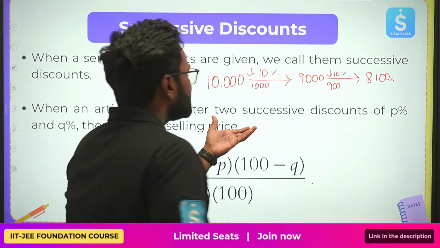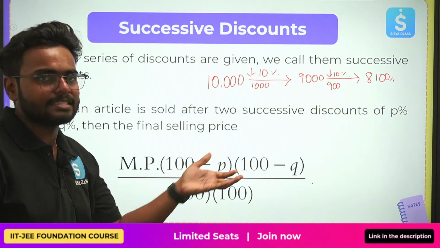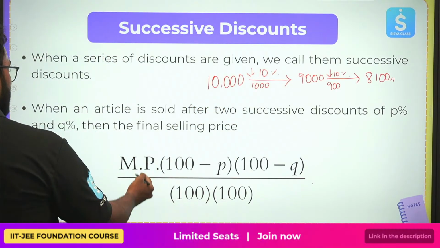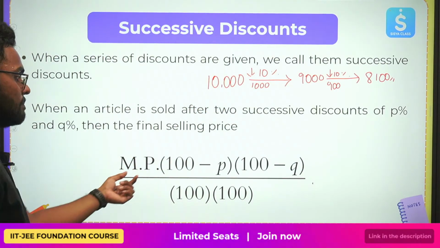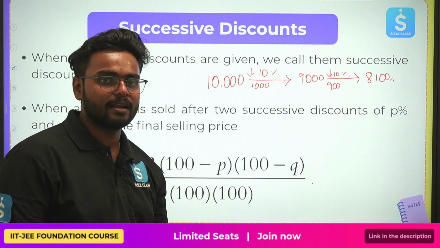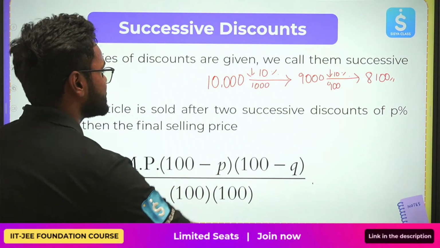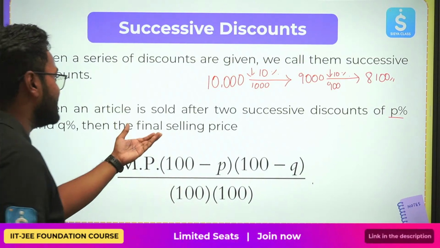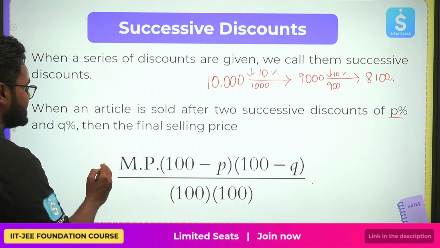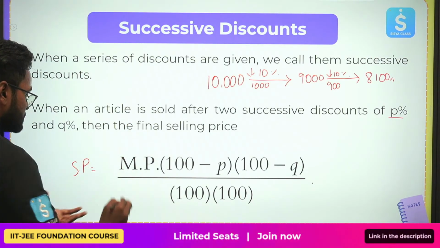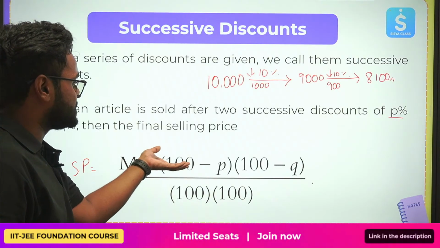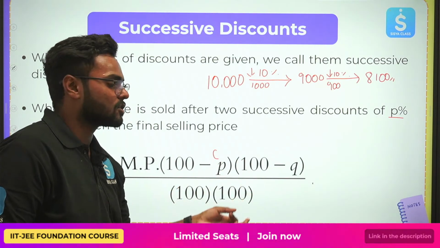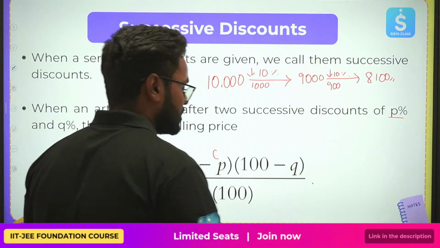So this is a longer calculation, right? In order to skip this, we have a formula: MP, which is the market price, multiplied by 100 minus P, 100 minus Q, upon 100 into 100, for successive discounts of P% and Q%. This will be the final selling price. Right? It is given by market price into 100 minus the first percentage discount P, and Q is the second consecutive percentage discount.